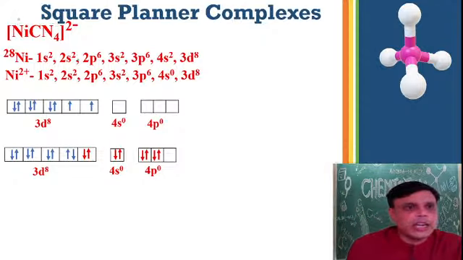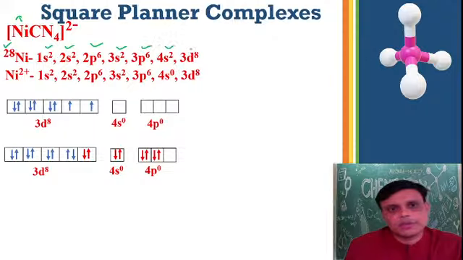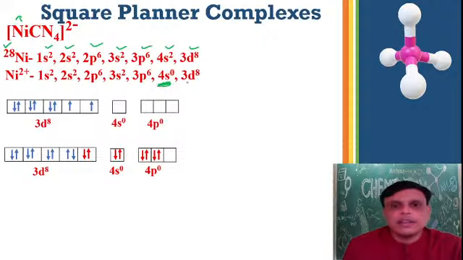Now nickel, atomic number of nickel is 28. Write down the electronic configuration 1s2 2s2 2p6 3s2 3p6 4s2 3d8. It is in zero oxidation state. In nickel 2 plus what happens? In nickel 2 plus 2 electrons will go from 4s orbital, and 3d8 is there. ठीक है, now how many vacant orbitals are there?